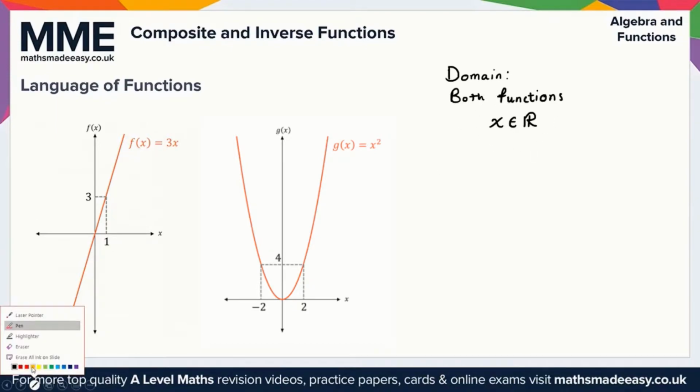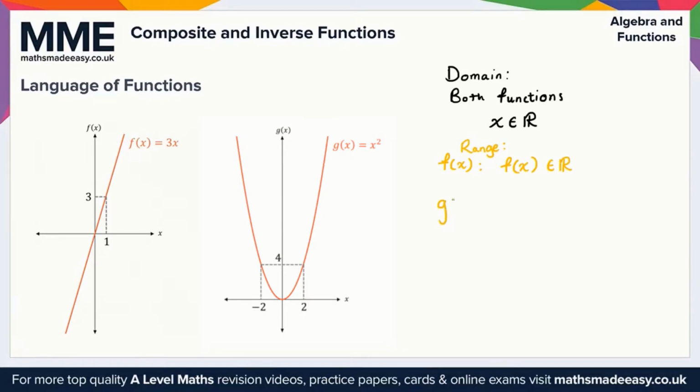And for the range then, if we just change this to represent it in a different pen colour, well, for the range, f of x has a range of f of x belongs to the reals. And we can see for f of x that this is actually a one-to-one function. And for g of x, this has a range of g of x being greater than or equal to 0.